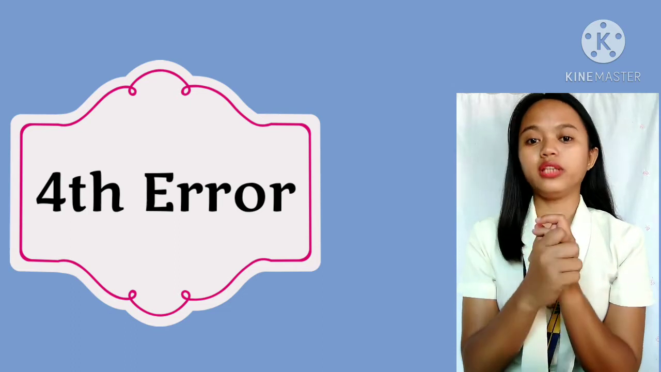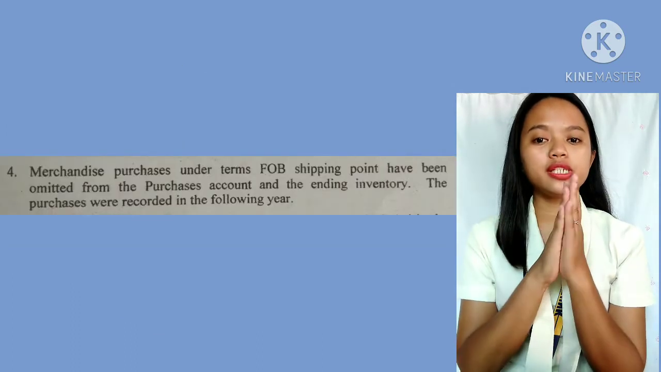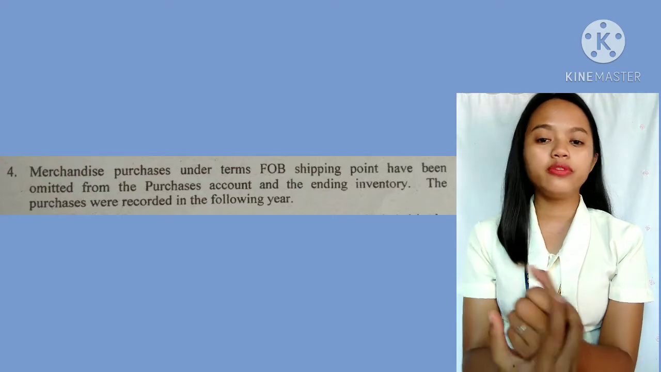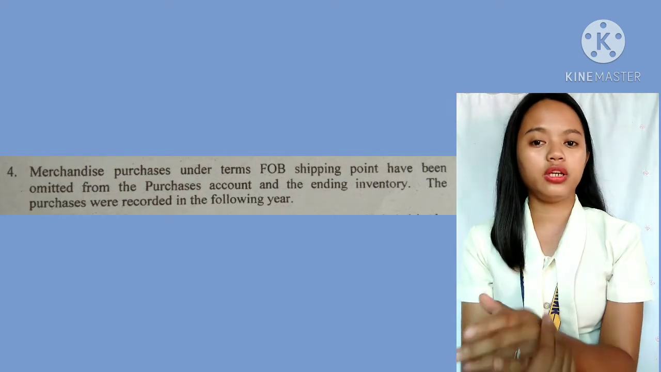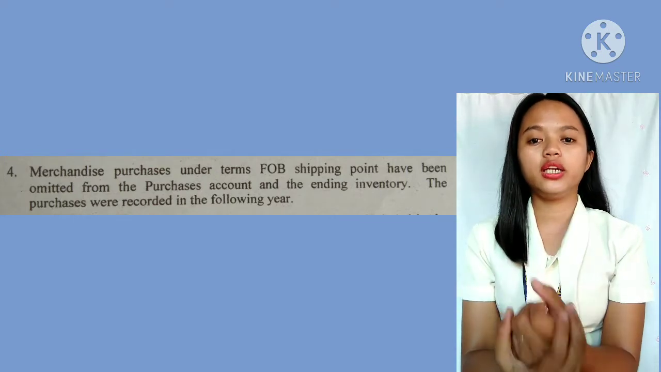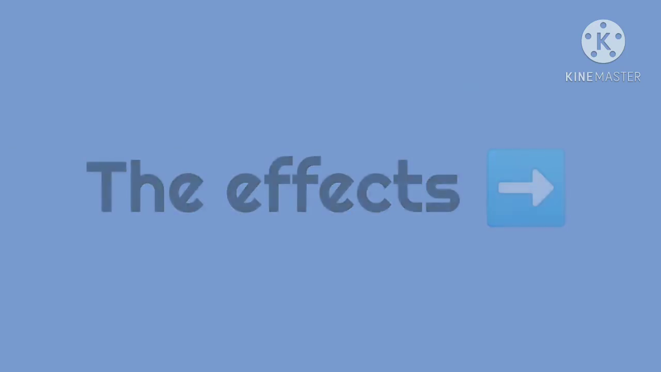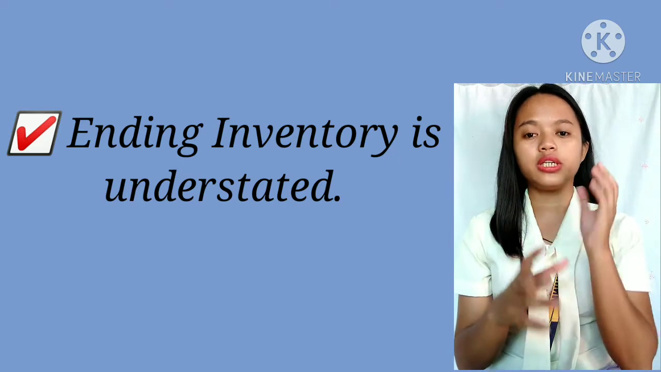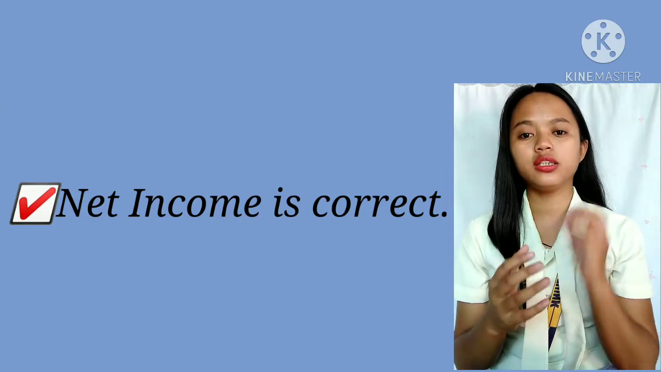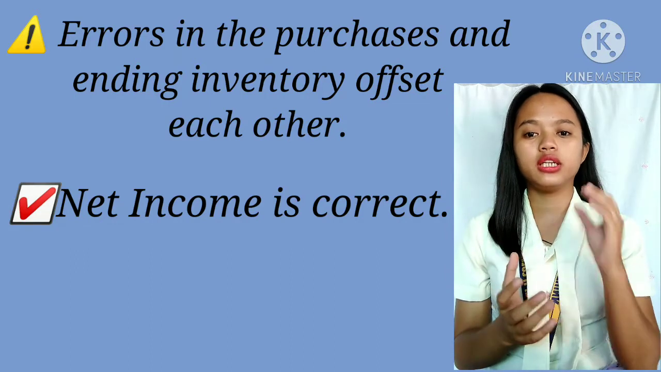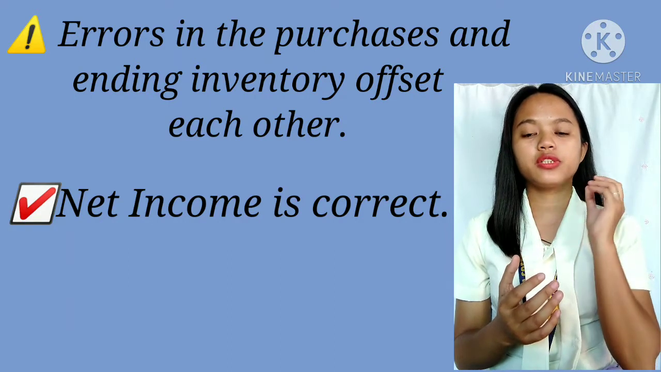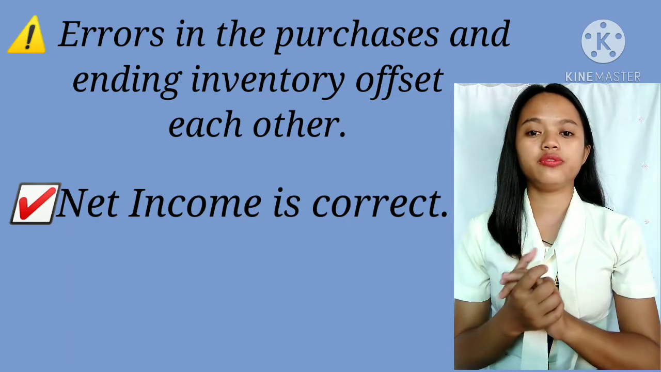Now let us go to the fourth error, and this is merchandise purchases under the term of FOB shipping point have been omitted from the purchases account and ending inventory. The purchases were recorded in the following year. The effect in the current year would be an understatement of ending inventory since the merchandise was omitted. Then the net income would be correct because the errors in the purchases and ending inventory would offset each other. In the following year, the net income is again correct for the same reason, that the errors would offset each other.